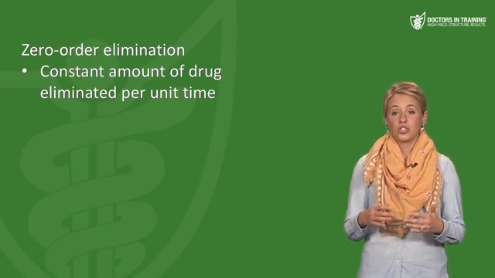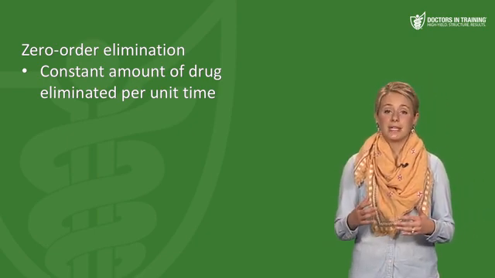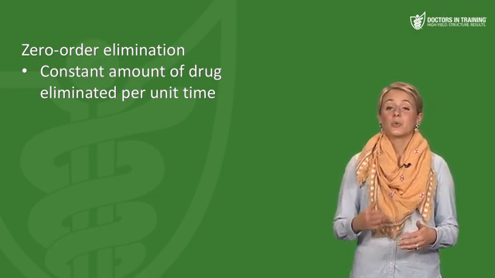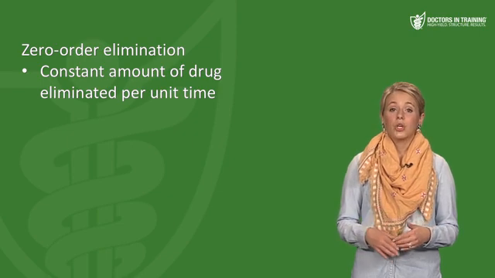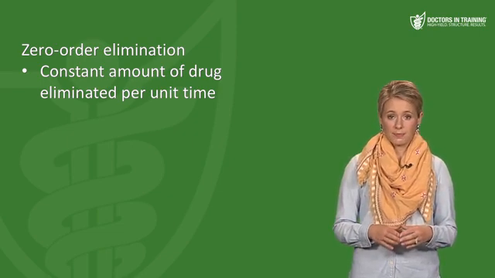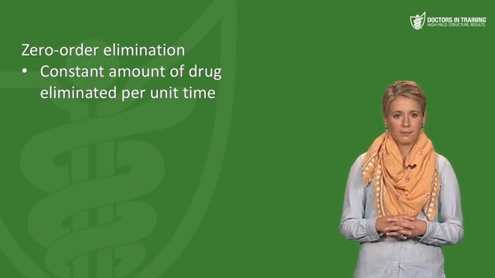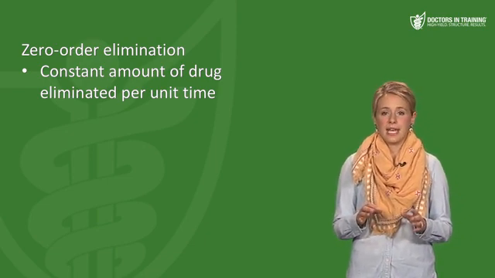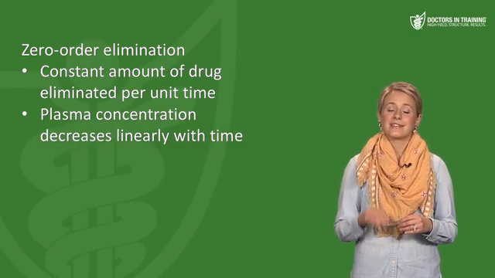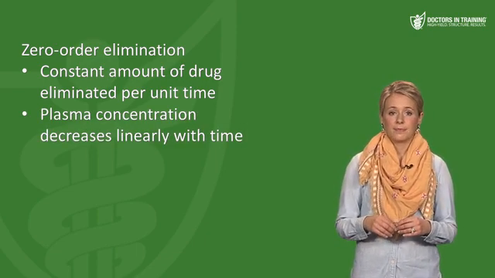No matter how much drug is in the system, it can only be eliminated at a particular rate. So if a drug is eliminated at 25 milligrams per hour, regardless of the drug concentration, that's zero-order elimination. Make sure you can identify that term. Another way to say it is that with zero-order kinetics, the plasma concentration decreases linearly with time.